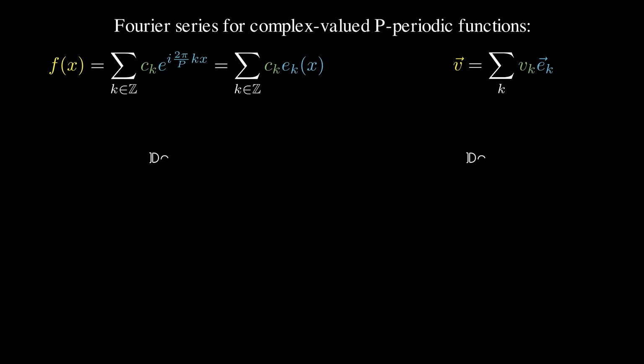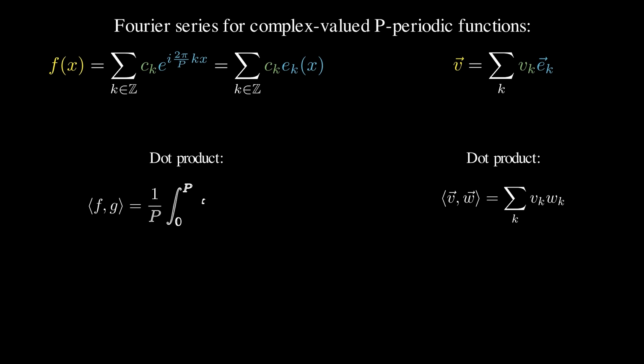We can now define a so-called dot product for these vectors. In R2, if we have an orthonormal basis, we can write the dot product of two vectors as the sum of the products of our vector components. And now we can do something similar for functions. Here we take the product of the function values, and instead of a discrete sum, we write an integral, which is basically a continuous sum.